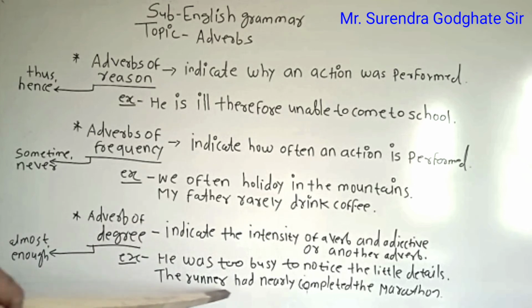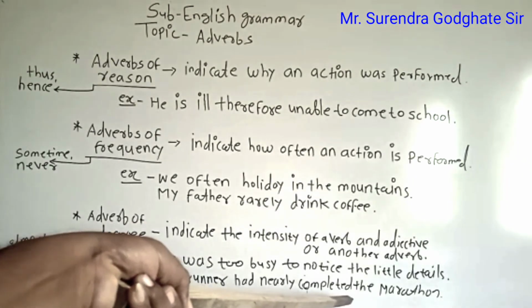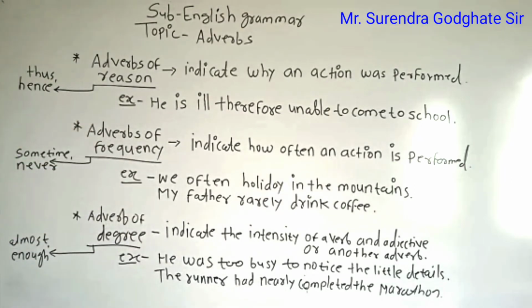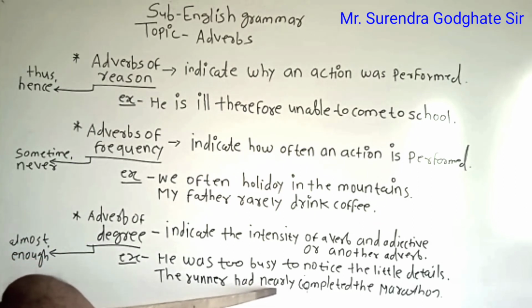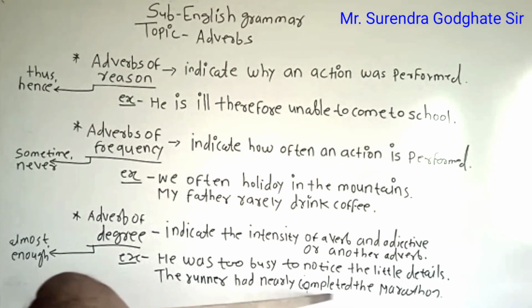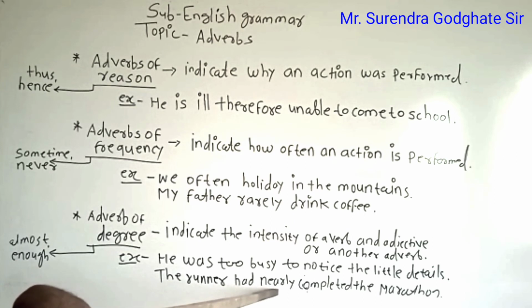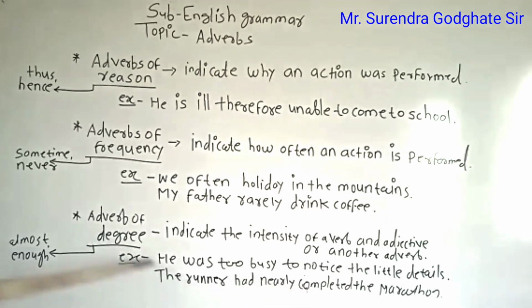Then here, the runner had nearly completed the marathon. Are you getting it, students? Nearly. You can see the runner had nearly completed. It shows the intensity of the verb. So nearly shows the intensity of a verb, therefore this is the adverb of degree. And here are some more examples: almost and enough belong to the adverbs of degree. You have to make some examples with both of these.